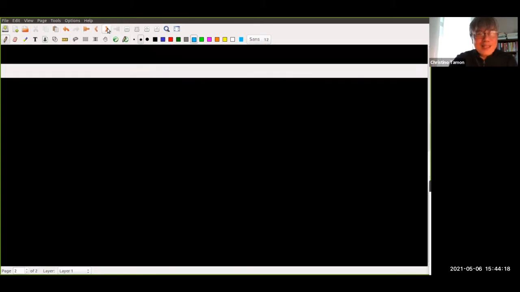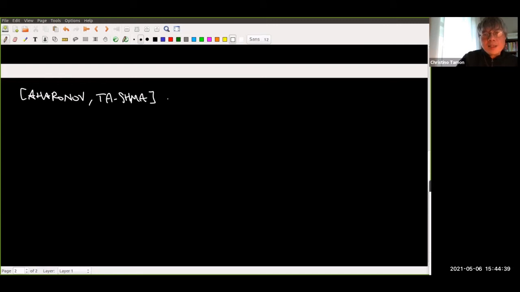Okay, so let me move ahead here. So right, let's do a recap. I would like to mention another viewpoint. This is work by Aharonov and Ta-Shma. This is on state generation. So let me drop back to K2.